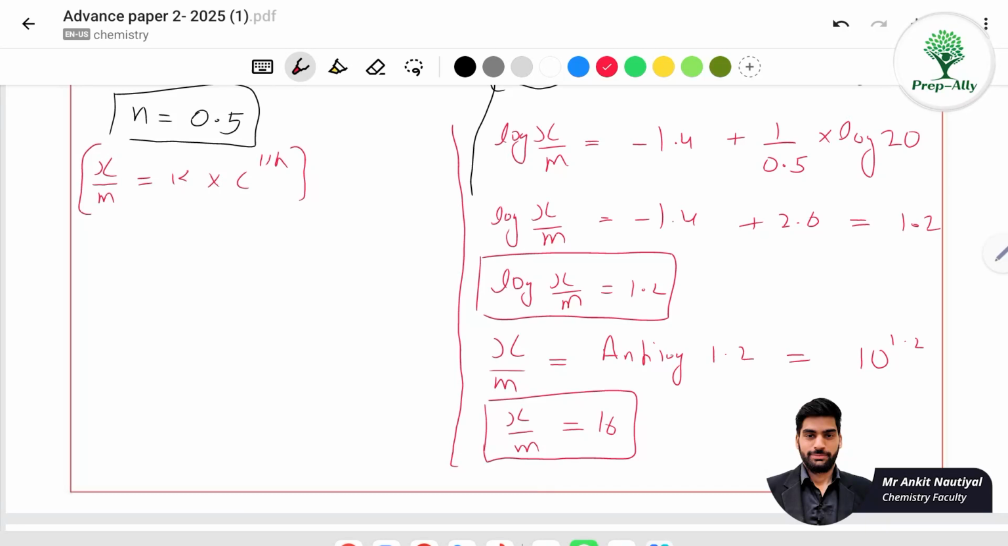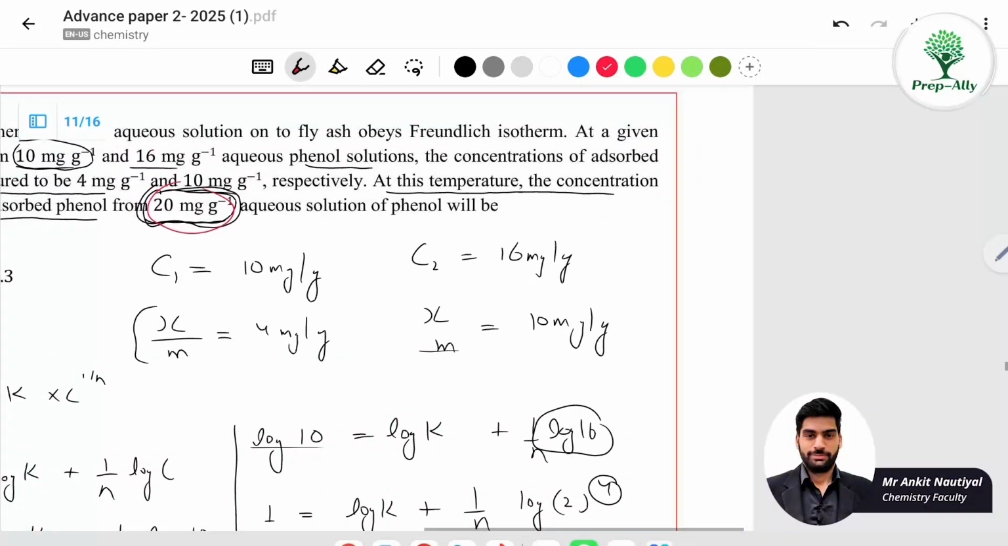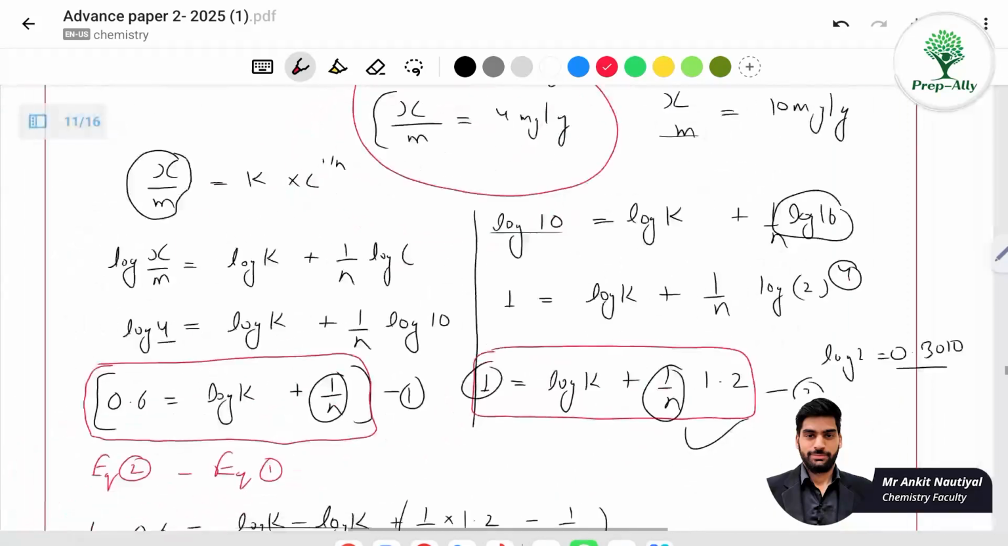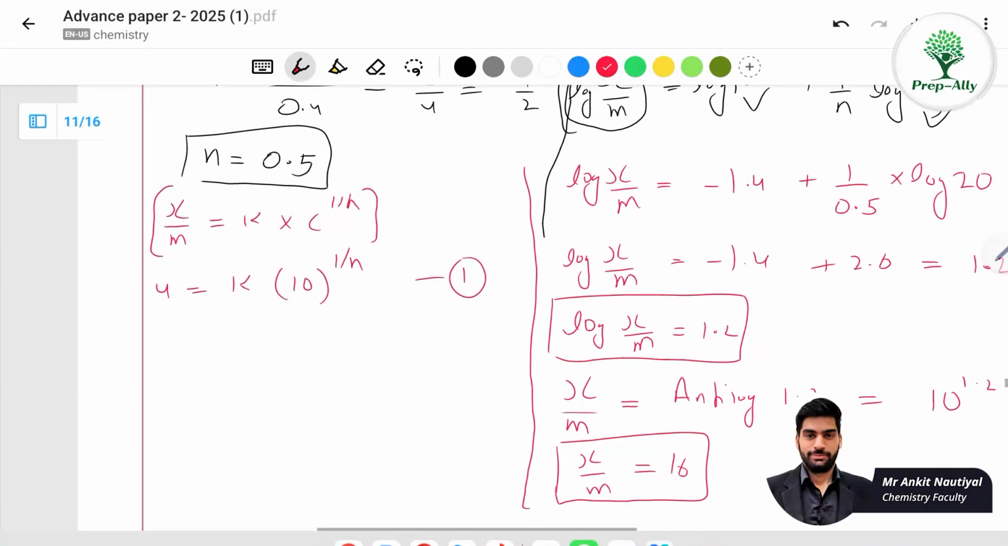For the first value, when the initial concentration we have taken, then x upon m, this extent is 4, is equal to k multiplied by concentration, which will be 10 to power 1 by n. This is the first equation we have. When concentration is 10, x upon m value will be 4, the extent by which adsorbate is getting adsorbed. For the second equation, 10 is equal to k 16 to power 1 by n. This is the second equation.